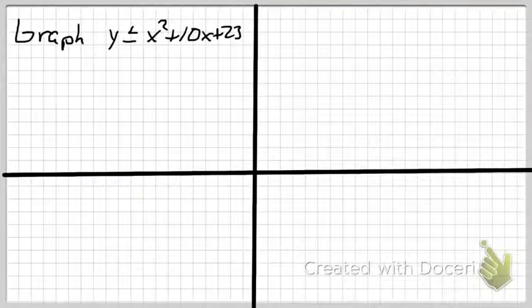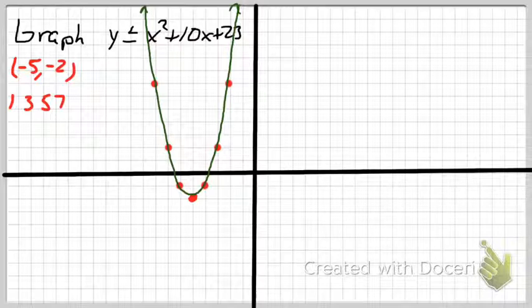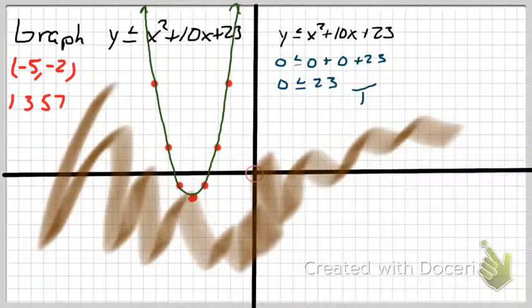Let's go again. Y is less than or equal to x squared plus 10x plus 23. See if you can do it. The 1, 3, 5, 7. Standard with a solid parabola. When I test 0, 0, I get 0 is less than or equal to 23, which is true. So 0, 0 should be shaded. And so the outside of the parabola should be shaded.